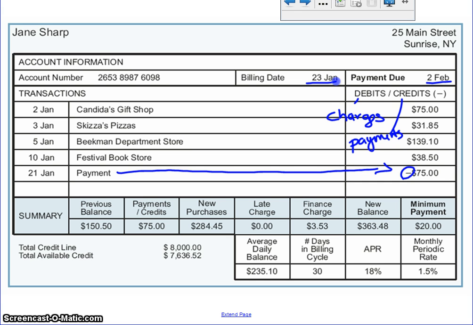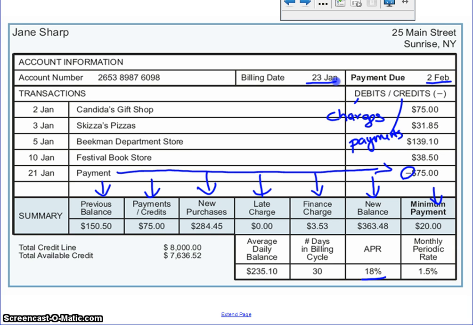In the summary, it gives a previous balance, it gives a payment, so it shows here that they did not pay the credit card off in full, so they will incur finance charges. They made new purchases. It does look like they paid it on time. There's no late charge. And then we have our finance charge, which we'll go over how that was calculated. And then a new balance. It lists the minimum payment.